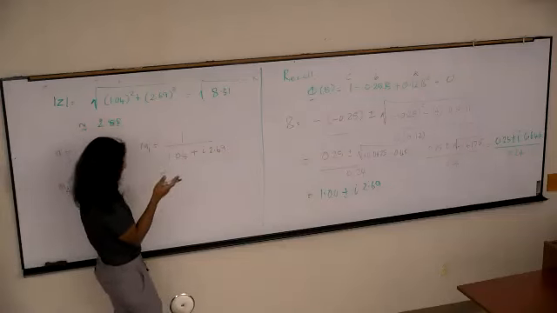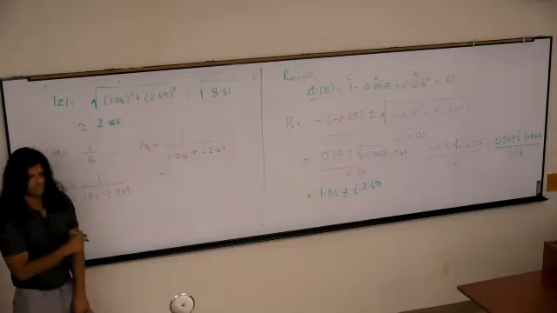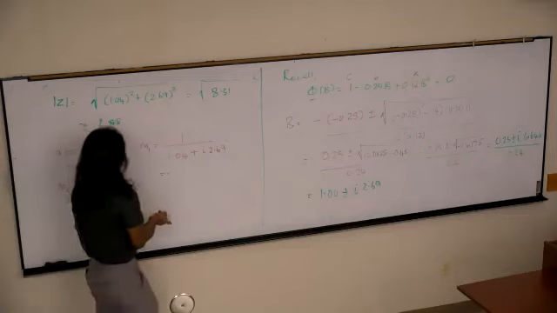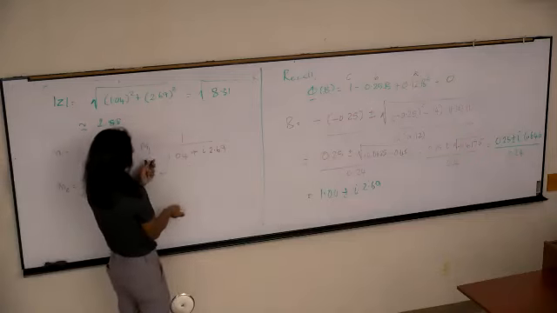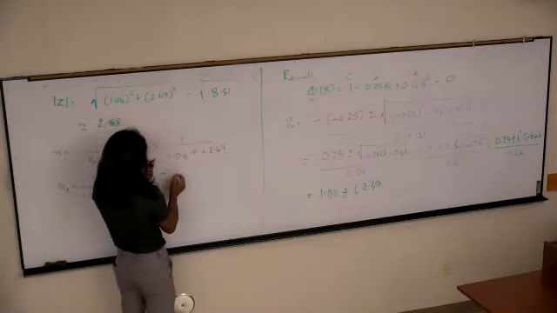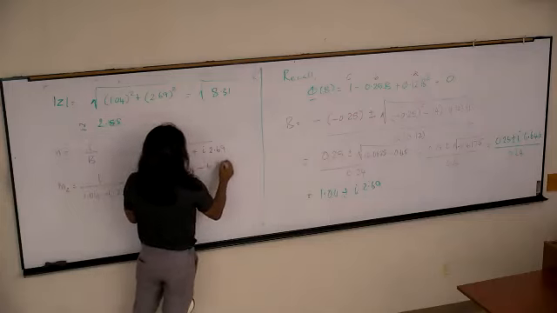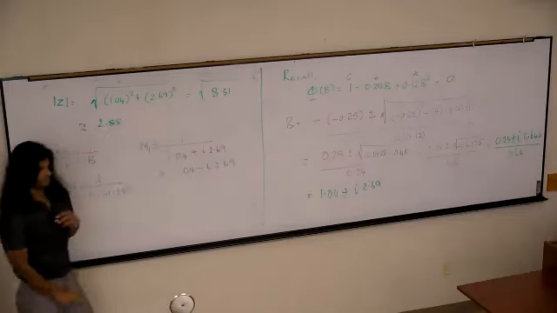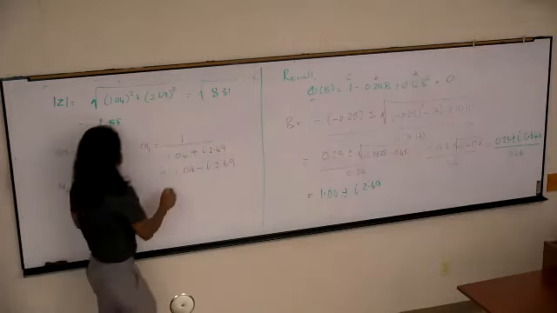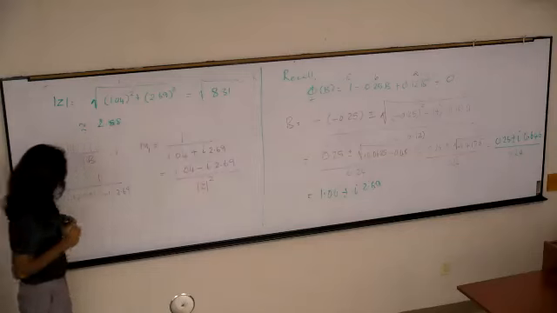We can do Euler's formula, or we can simply multiply and divide by the conjugate. If you multiply and divide by the conjugate, the numerator will be 1.04 minus i 2.69. The denominator will be the magnitude squared.